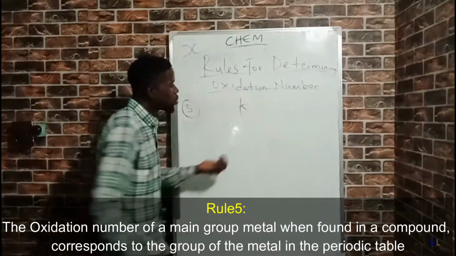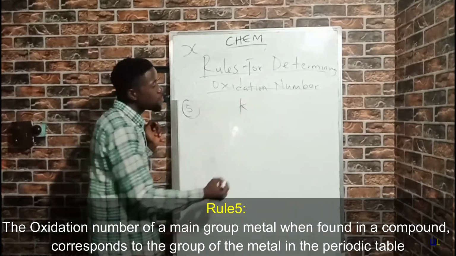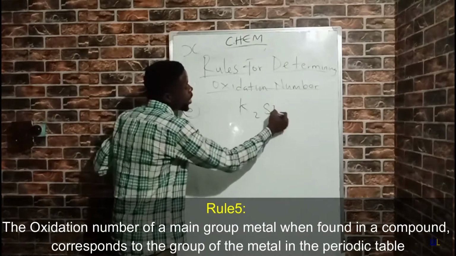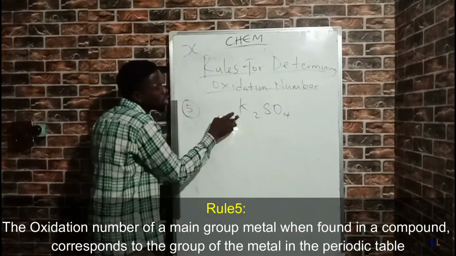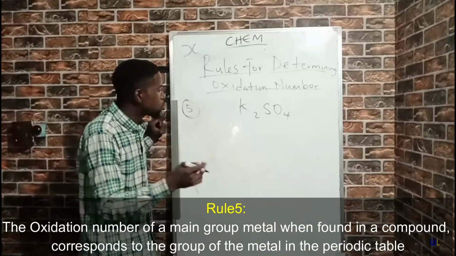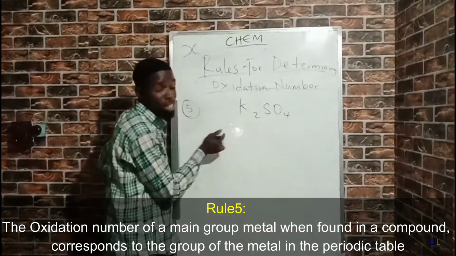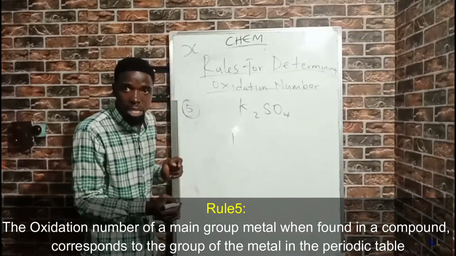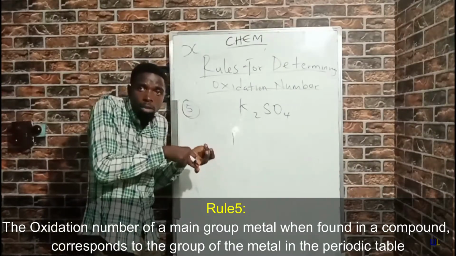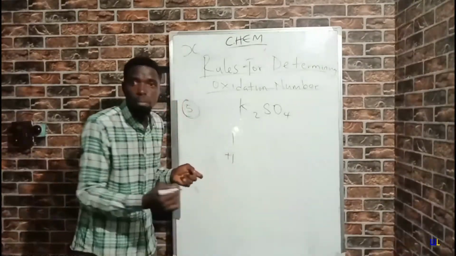Look, the oxidation number of potassium here is 0 because it's neutral. But when I have potassium in K2SO4, what is the group of potassium? The group of potassium is 1, not +1. So that implies that the oxidation number has to correspond. What will it now become? +1.